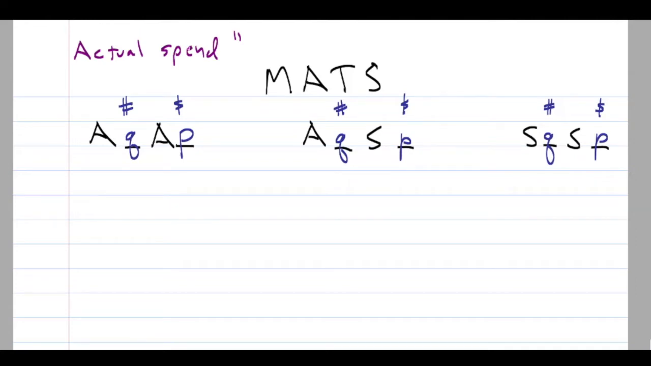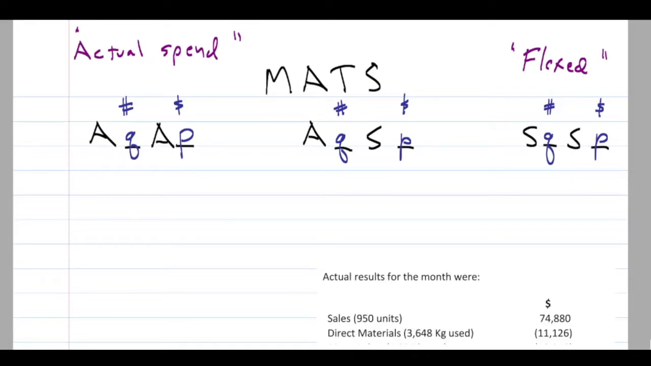How much did we spend? SS is always then the flexed. So we're still going from flexed to actual. How much should we spend when we produce 950 widgets? Now, we can look right in the actual results. We can see that the actual quantity is 3,648 kilos. You can plug that number in.